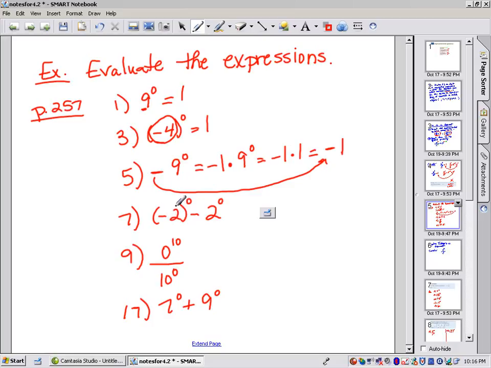What about this negative 2 to the 0? Well, negative 2 to the 0 is 1. Minus 2 to the 0 would be minus 1. So negative 2 to the 0 minus 2 to the 0 is 1 minus 1, or 0.